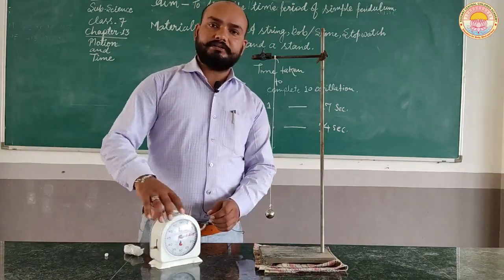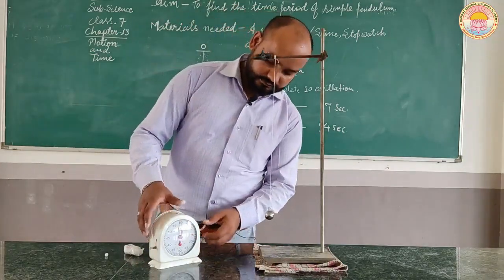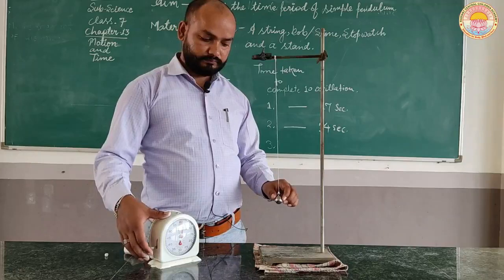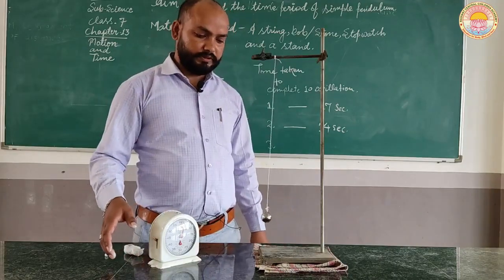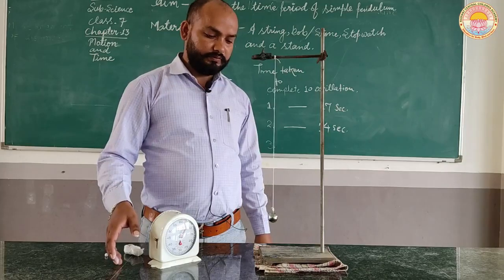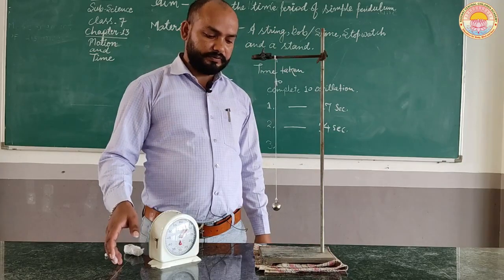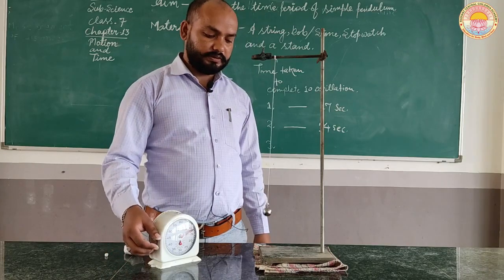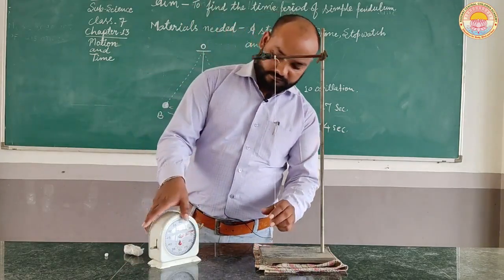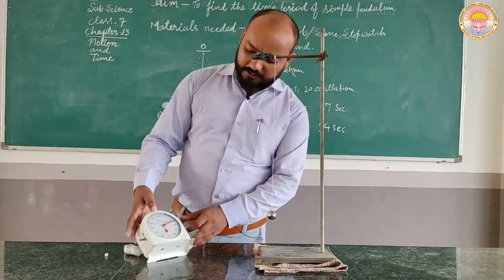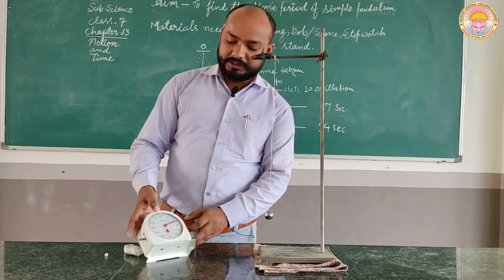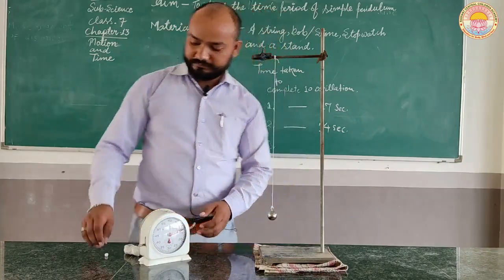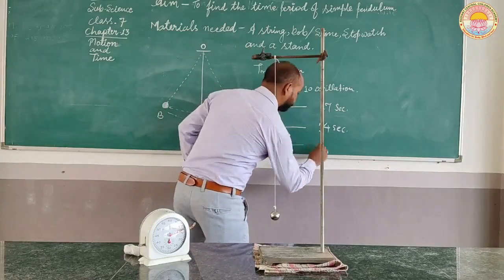Now let's repeat this activity again. 1, 2, 3, 4, 5, 6, 7, 8, 9, 10. And this time the time to complete 10 oscillations is 13 seconds. So again we will note down this time.